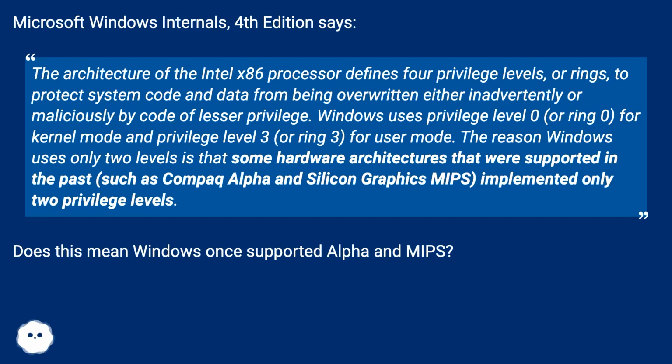Windows uses privilege level 0, or ring 0, for kernel mode and privilege level 3, or ring 3, for user mode. The reason Windows uses only 2 levels is that some hardware architectures that were supported in the past, such as Compaq Alpha and Silicon Graphics MIPS, implemented only 2 privilege levels. Does this mean Windows once supported Alpha and MIPS?